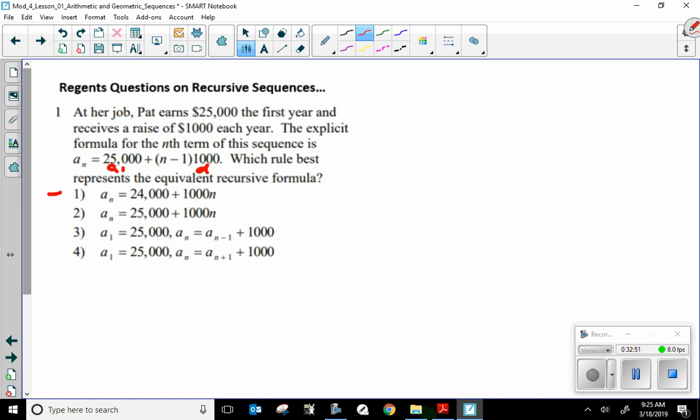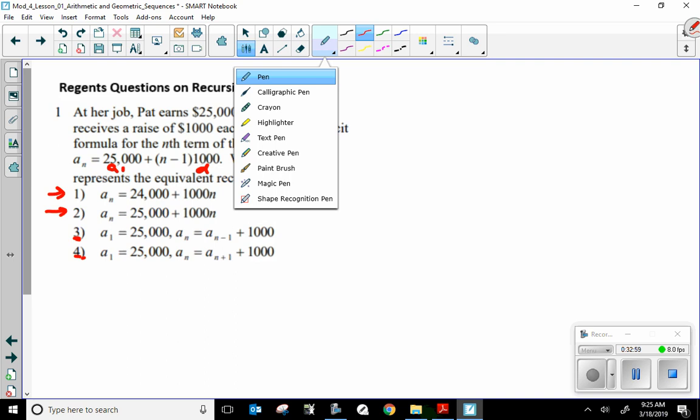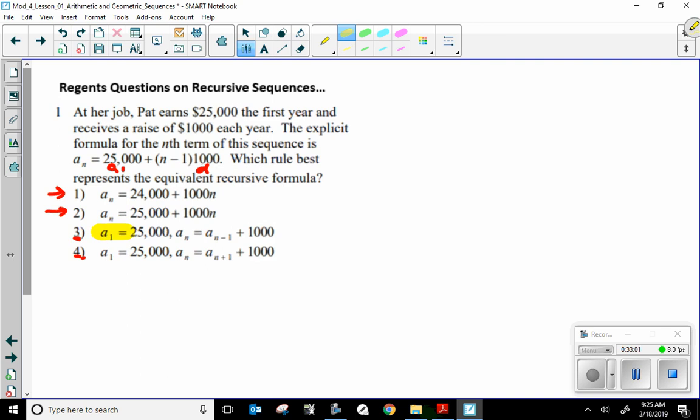Number 1 and number 2 do not give you the first term. They don't give you any term. You see 3 and 4? 3 and 4 actually give you what a1 is. By definition, that has to be there to be recursive. So I know 1 and 2 cannot be recursive. It's either 3 or 4.